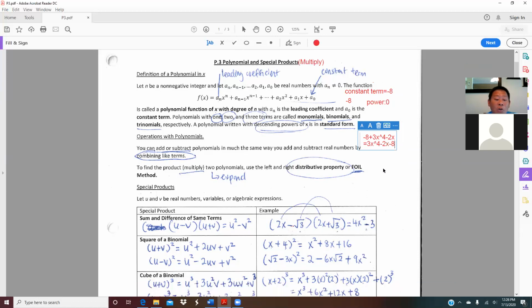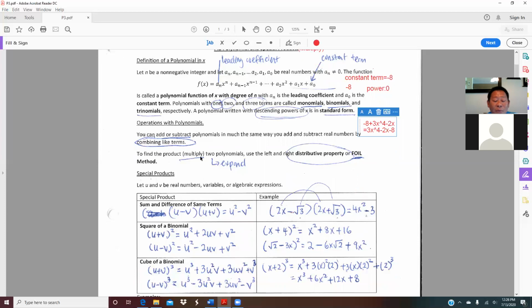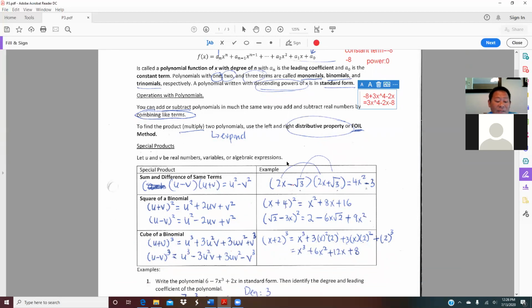Okay. Usually, how do we add and subtract polynomials? We combine like terms. Any like terms, which I think you guys know, you can combine them. What happens if you have two polynomials that have been multiplied? Either you use the distributive property or you FOIL it. Okay. Then we have some special products. So we've got 3 special products here.